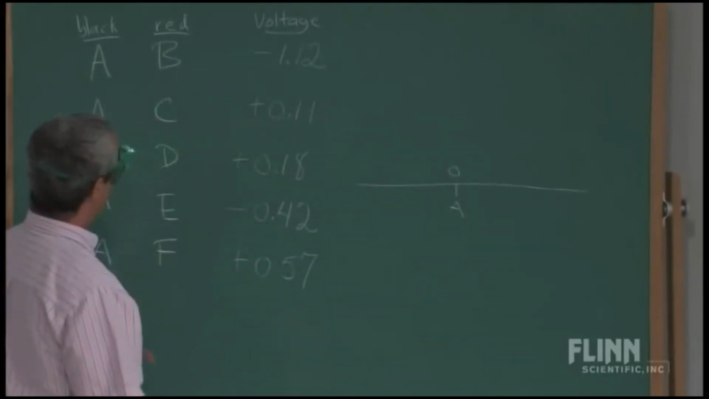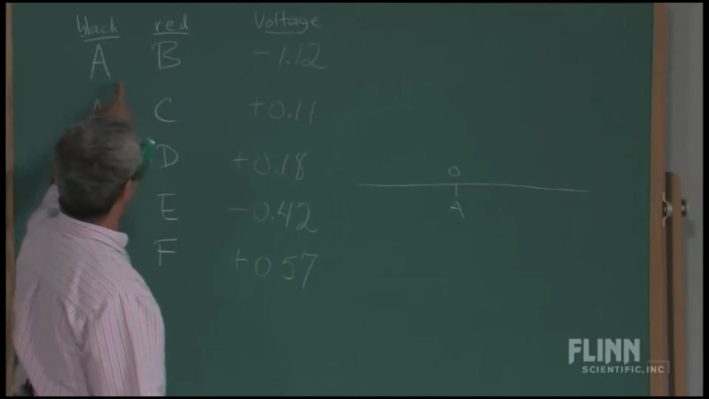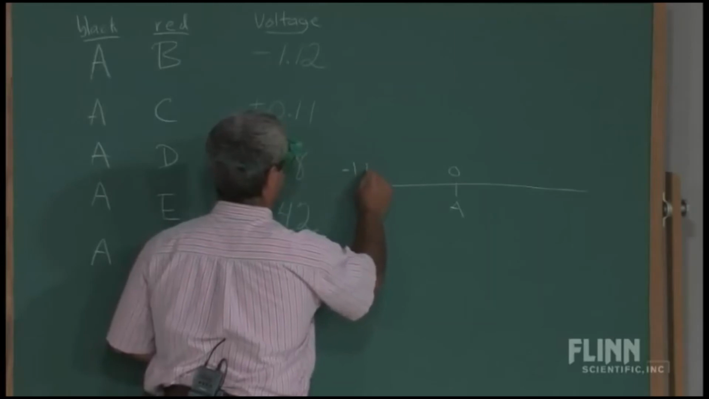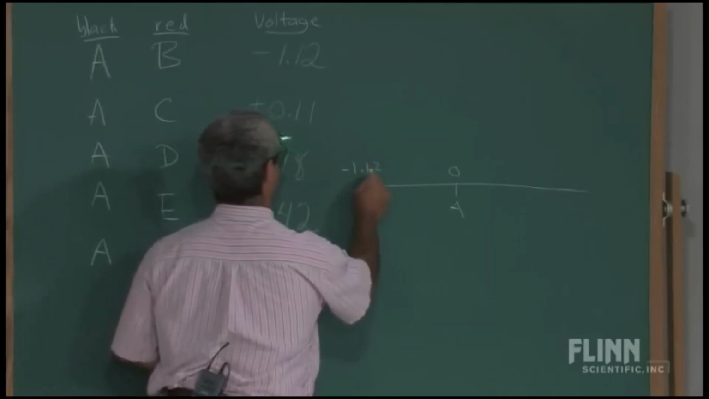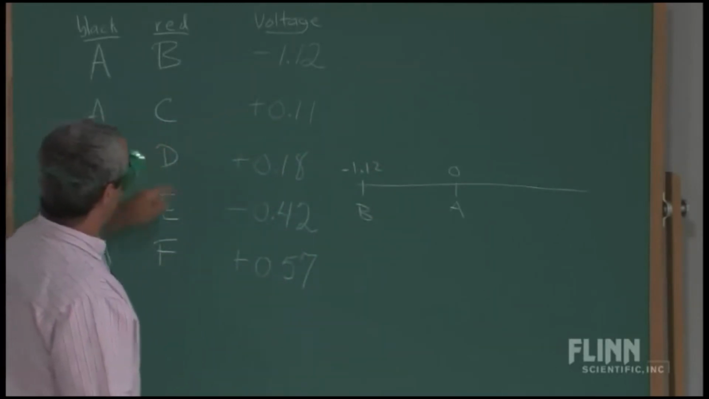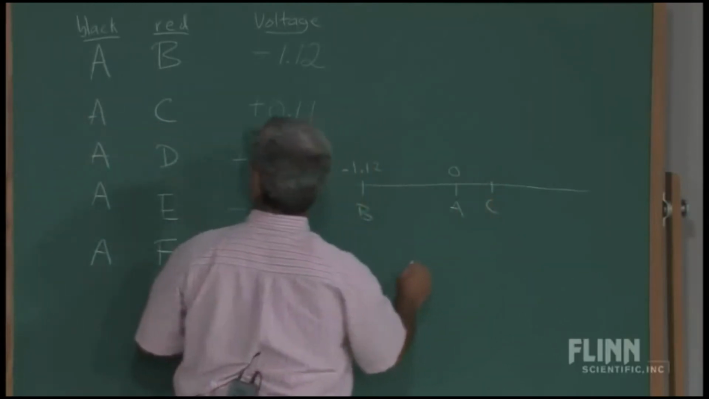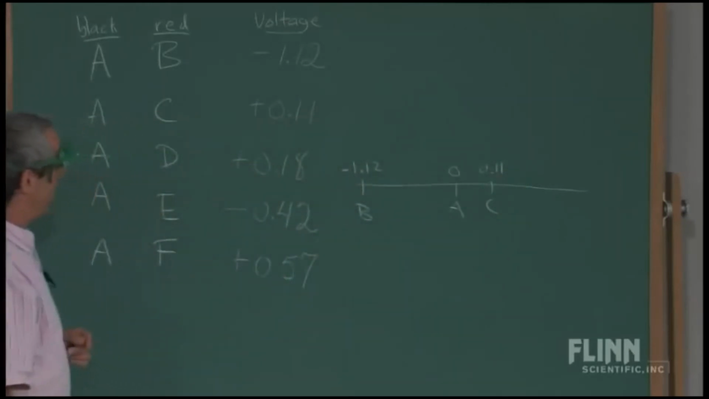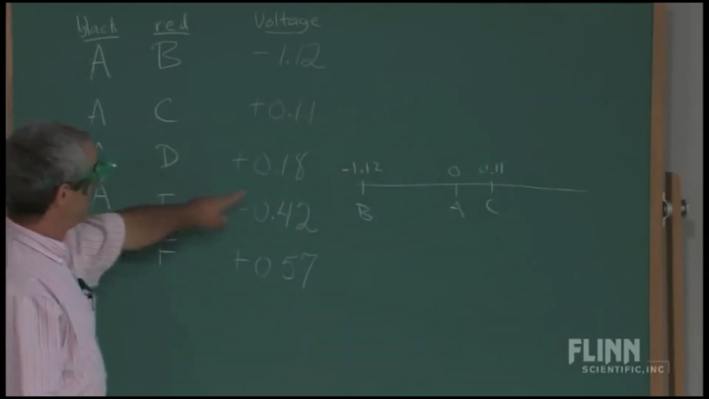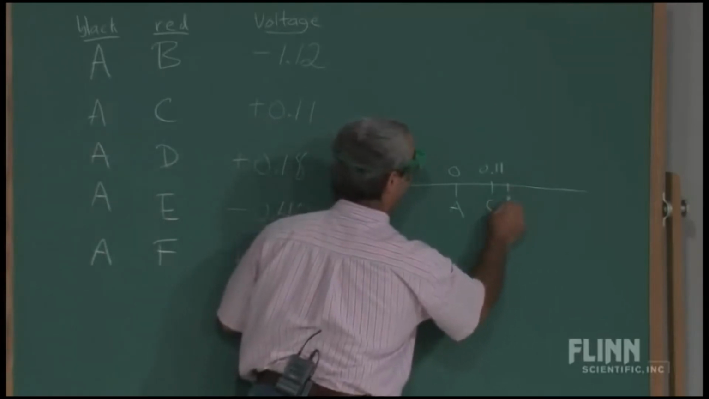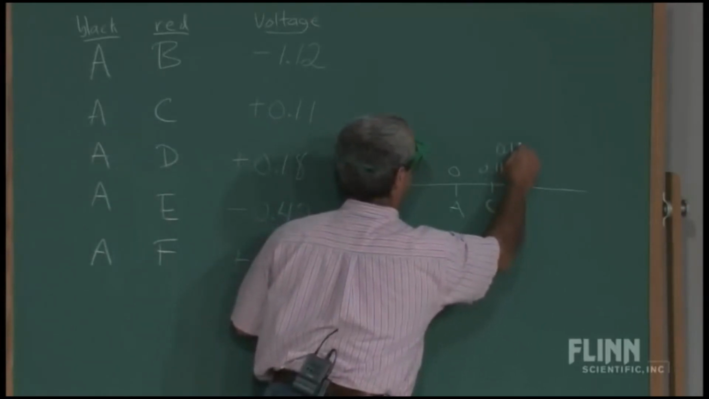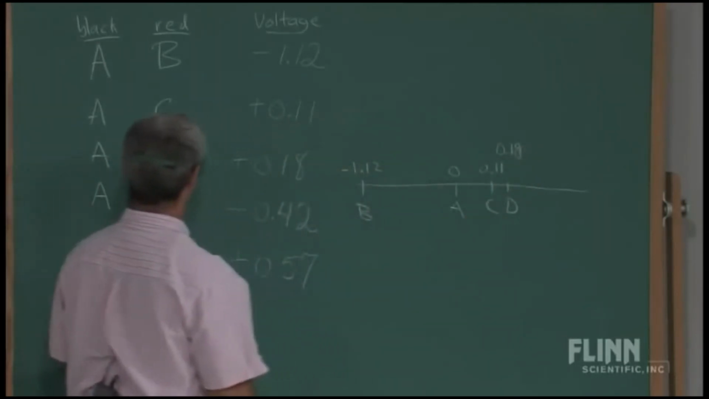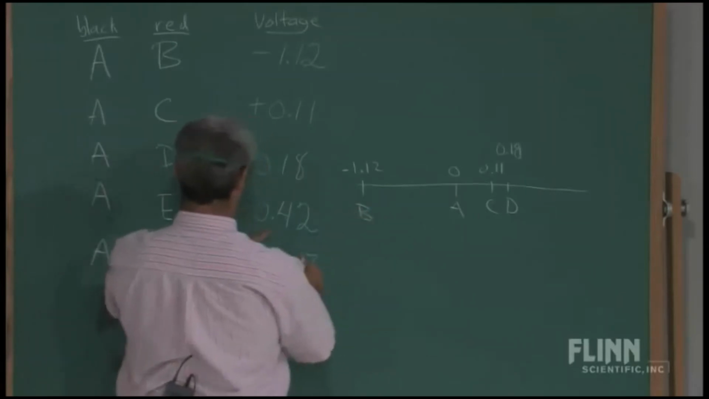And we'll just line them up. So if A is 0, B is negative from there, way down here, 1.12. C, positive 0.11. Okay, is this making sense? Hope it is. D would just be a tad bit above that at positive 0.19. 0.18, sorry. E, negative 0.42.